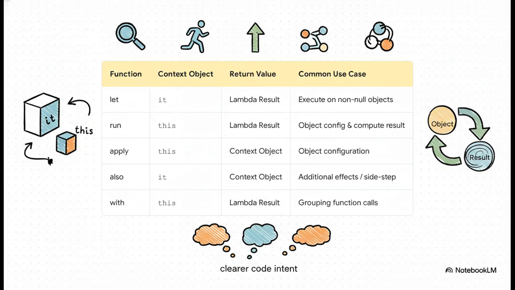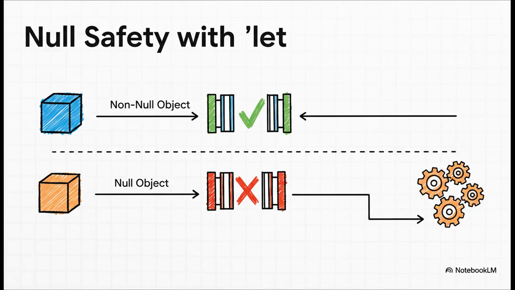Some, like apply, return the object itself, which is awesome for chaining configurations. Others, like let, return the result of whatever you did inside the lambda. So you might be asking, why bother with these? Well, yeah, they make your code cleaner, but the absolute killer feature, the real game changer, is null safety. By using that little question mark with let, you can write a block of code that only runs if an object is not null. It's a super elegant way to completely avoid those dreaded null pointer crashes.